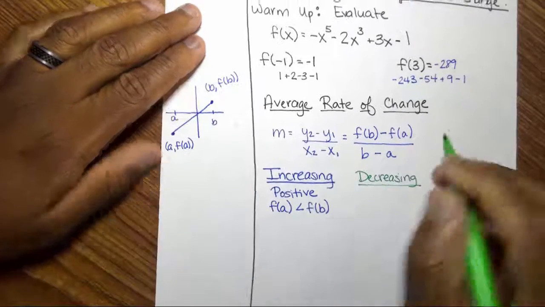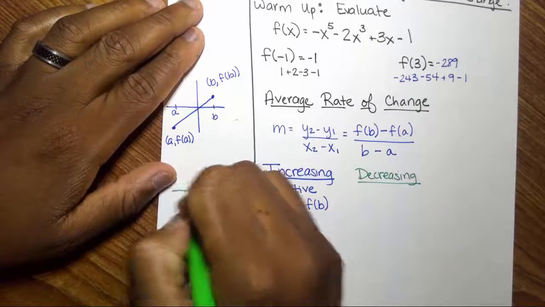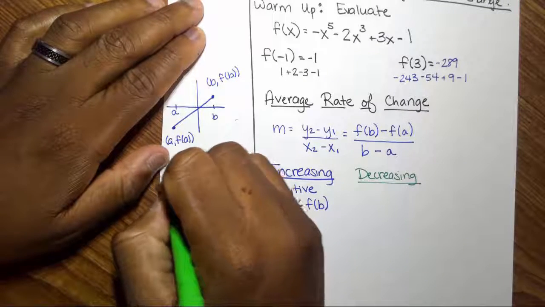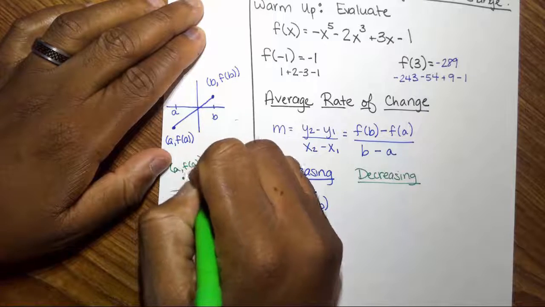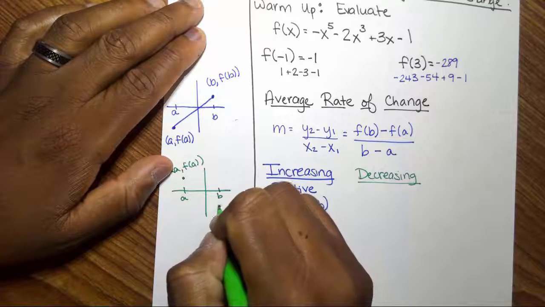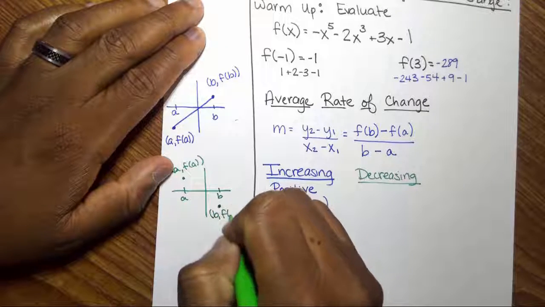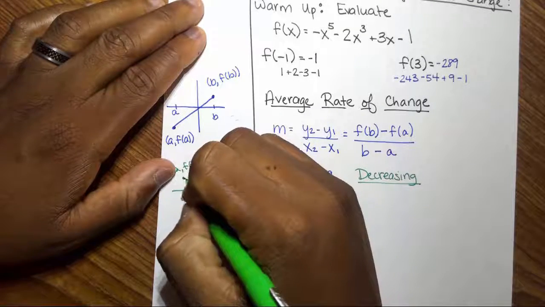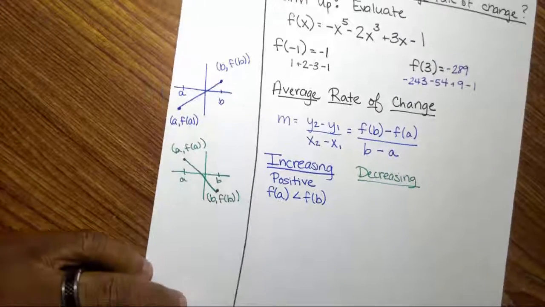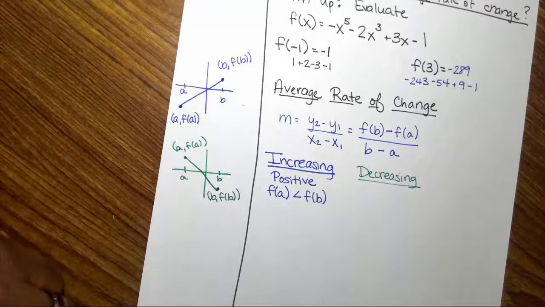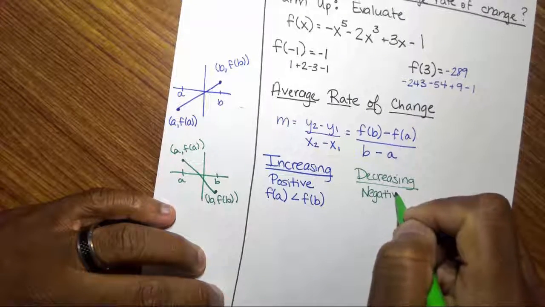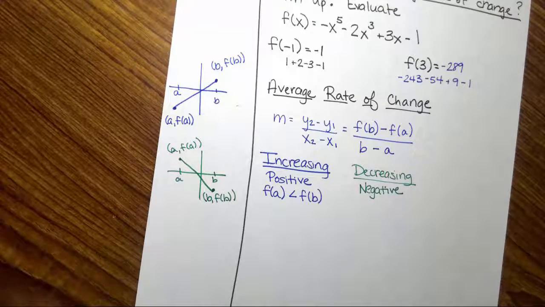Now, a function is decreasing. Well, let's look at decreasing. Again, here's A, and the point is A, f of A. And here's B, and the point is B, f of B. Is the slope negative between these 2 points? We said decreasing yesterday was negative slope. What does that mean in terms of the y values then?